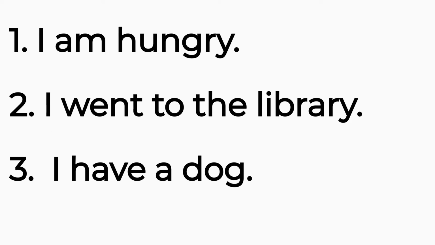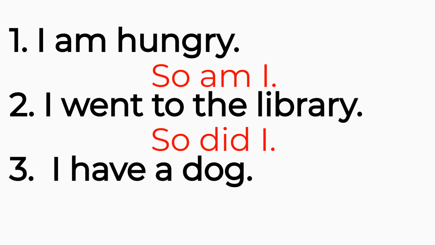On the screen, I'm going to put some more sentences, and I want you to think of the correct response. Remember, so plus the auxiliary verb plus I. In the first example, we have a simple present verb with a be verb. So our response here should be, so am I. Our second example is a regular simple past verb, and we are going to respond using so did I. And finally, the third verb is a simple present verb. It's not a be verb. And so be careful, we need to use so do I in this situation.